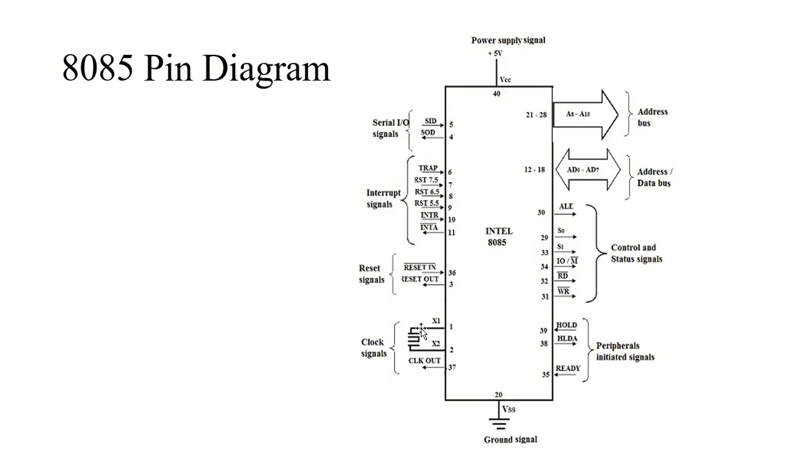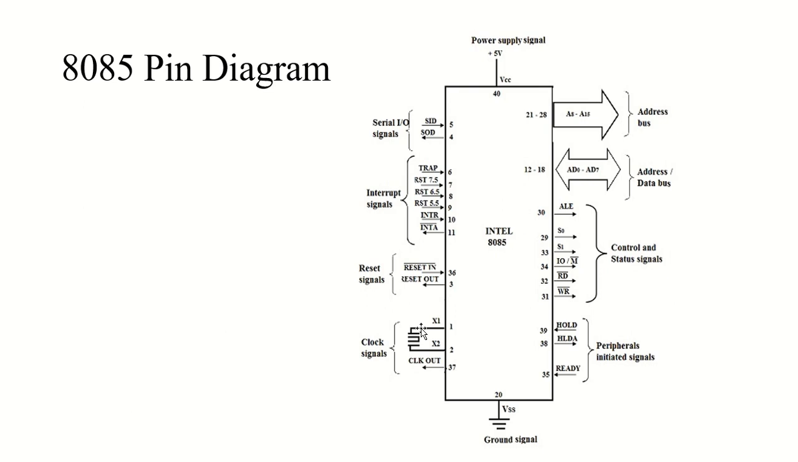The frequency is divided by 2 and used as operating frequency. Generally a 6.14 megahertz crystal is connected to X1 and X2, and this is divided by 2. So the operating frequency of 8085 microprocessor is 3.07 megahertz.